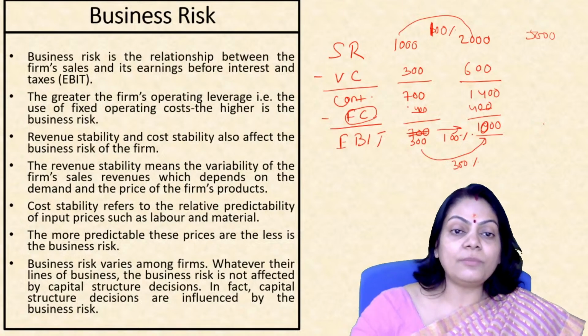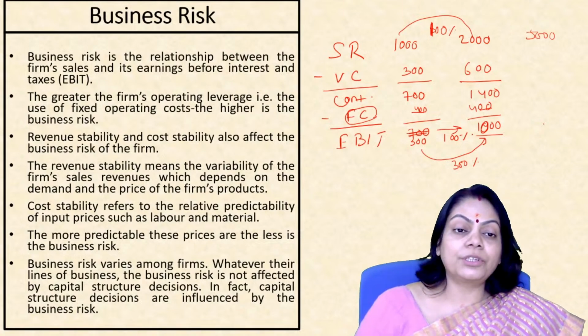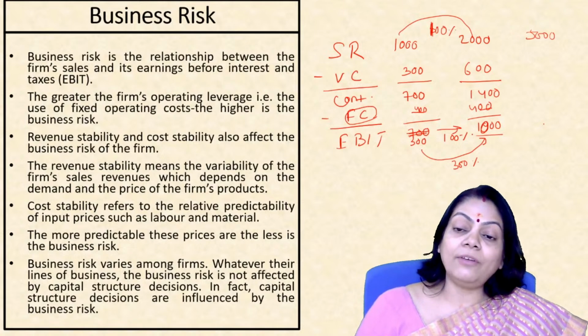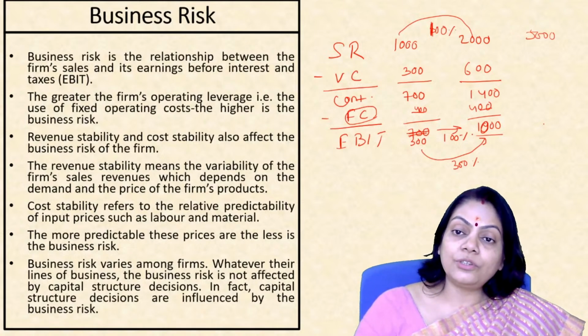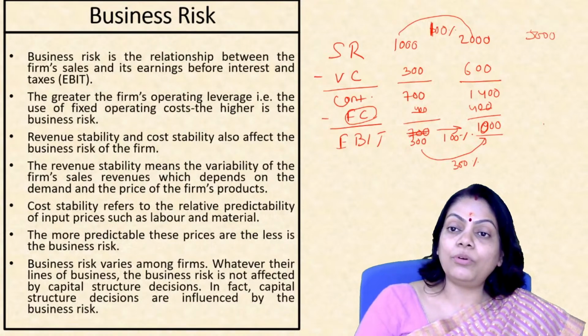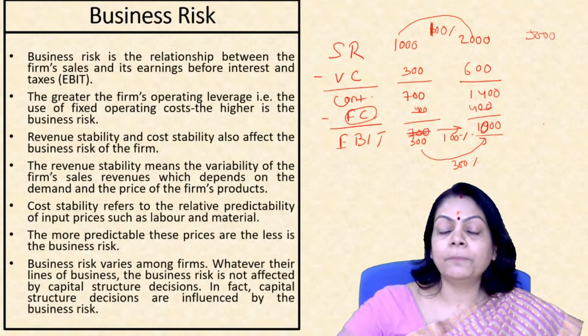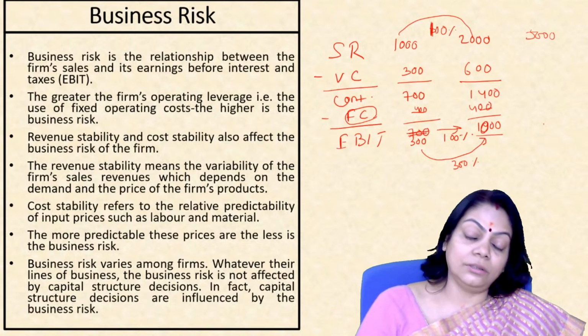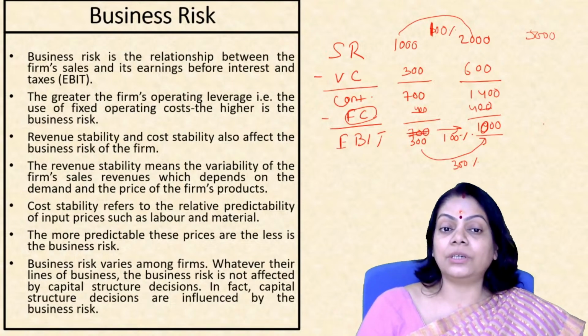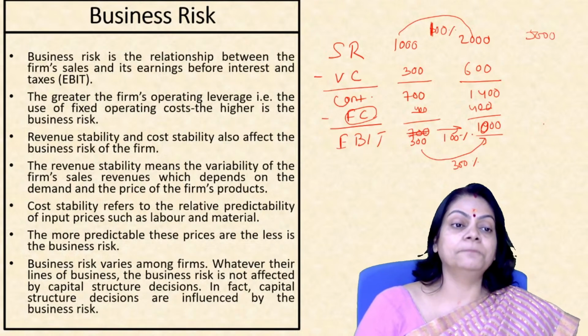The employment of fixed cost is called the employment of operating leverage. Now the greater the firm's operating leverage, that is the use of fixed operating cost, the higher will be your business risk. So when I'm talking about a company A which has fixed cost and a company B which has no fixed cost, then company A which has fixed cost has a greater business risk.